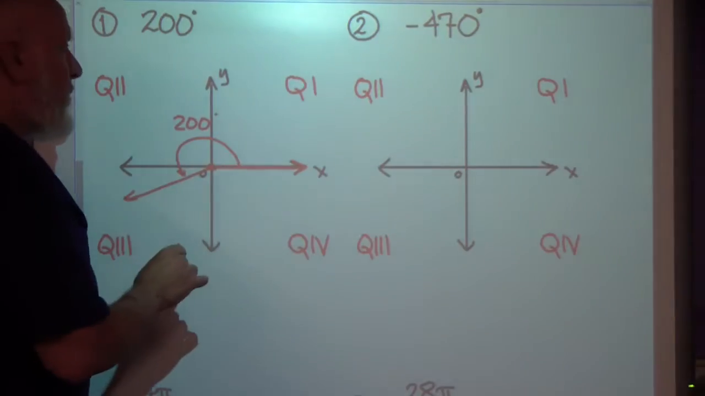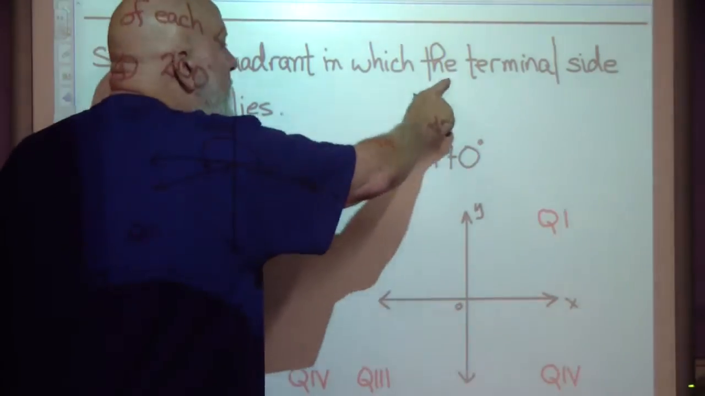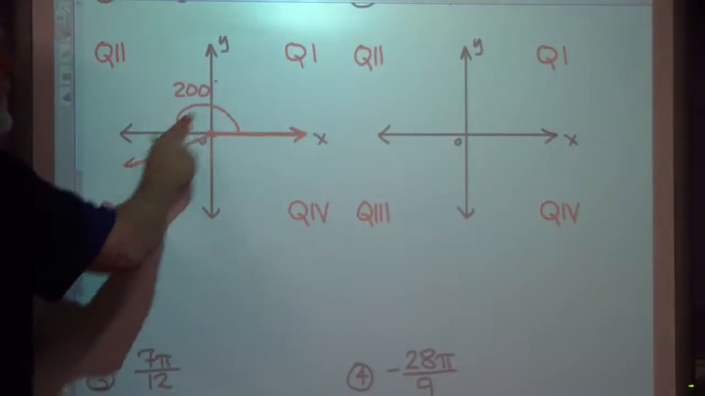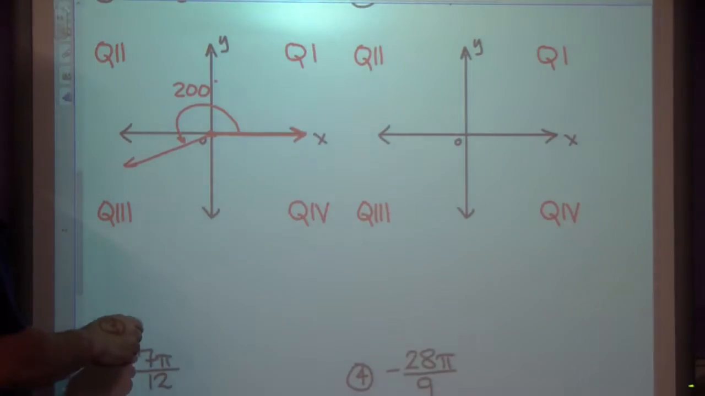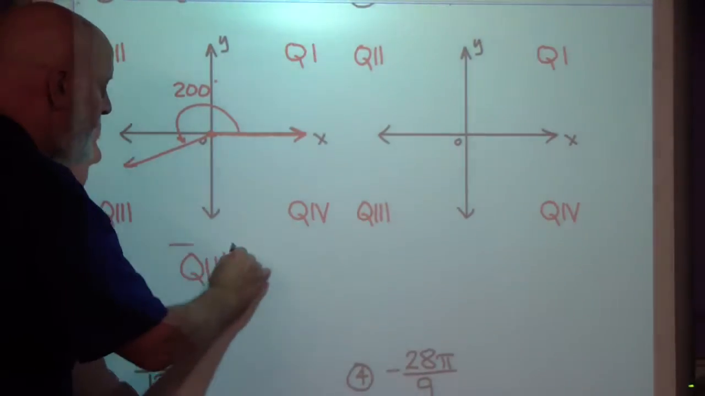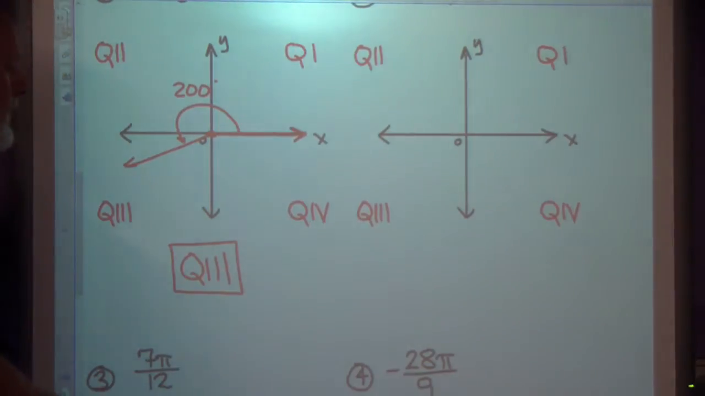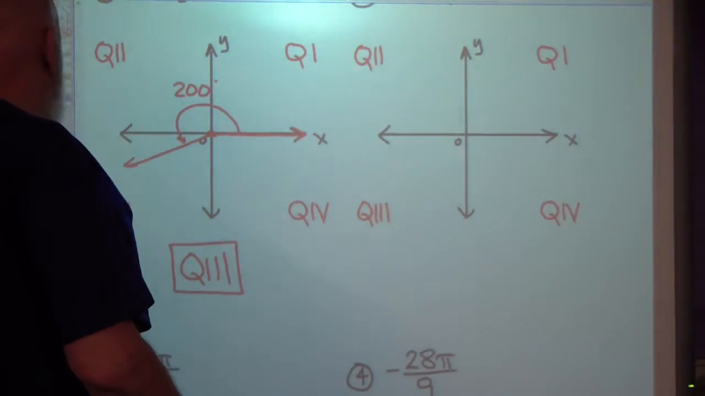The answer that I'm looking for is the quadrant in which the terminal side lies. Well, this is quadrant 1, this is quadrant 2. Here's the terminal side. The terminal side lies in quadrant 3. So that's my answer. It's quadrant 3. Very simple, straightforward stuff. Let's take a look at another one.